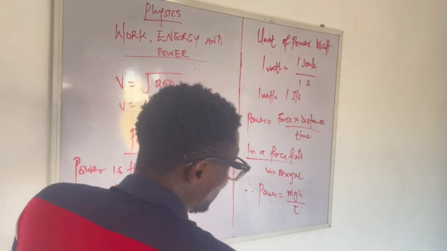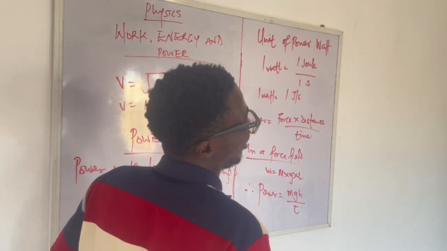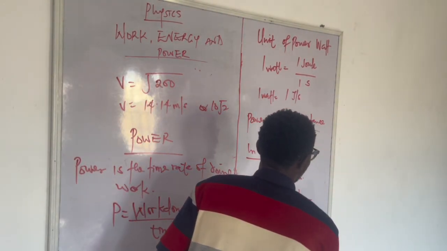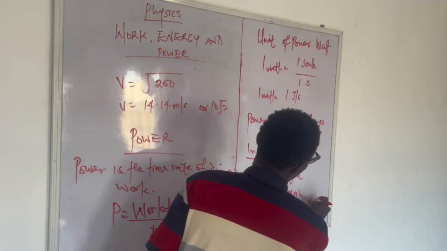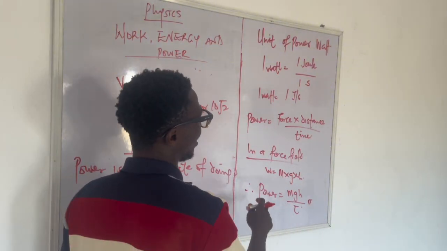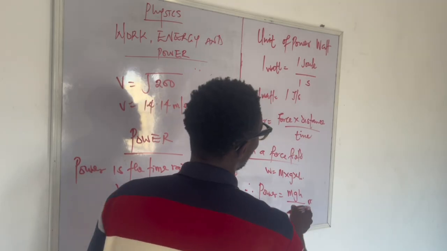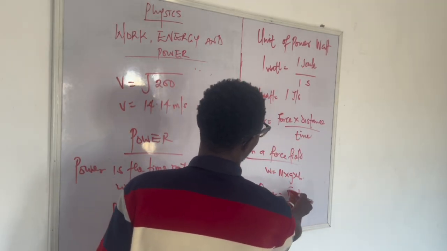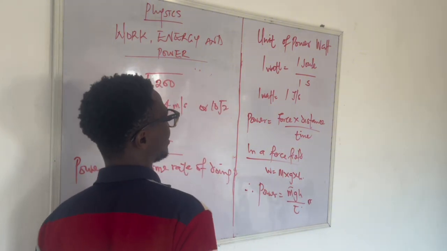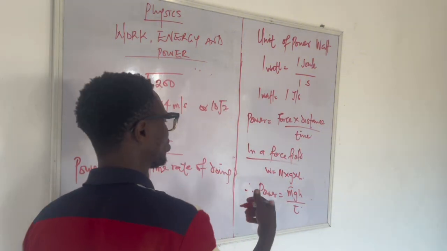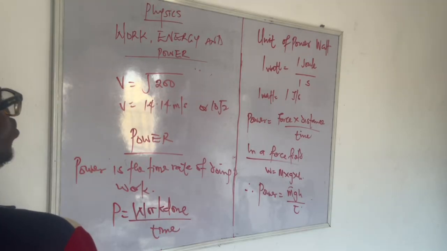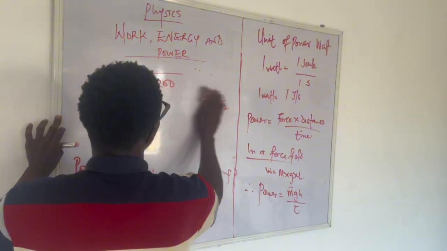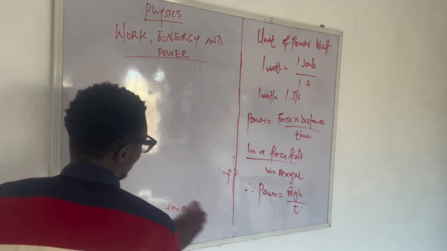Some textbooks and questions will tell you to find the engine speed. That is force times distance, so mg is the force, times height, over time. When we get to solve questions like that, we'll talk about it. So let's solve worked examples.